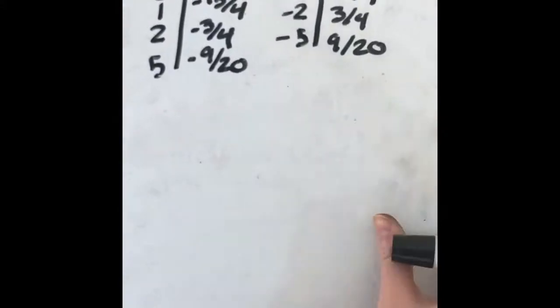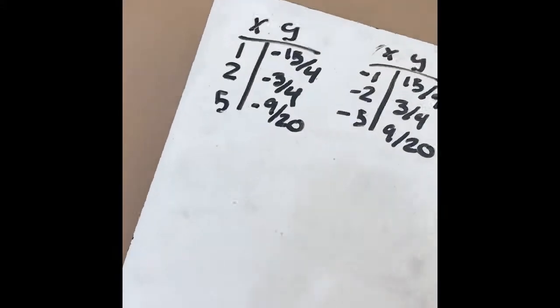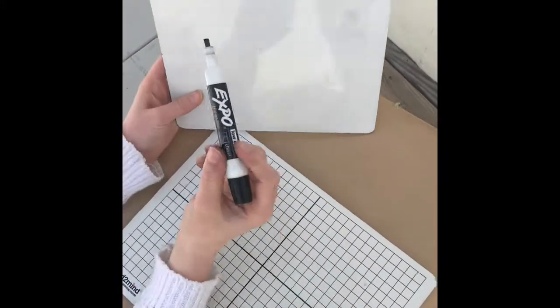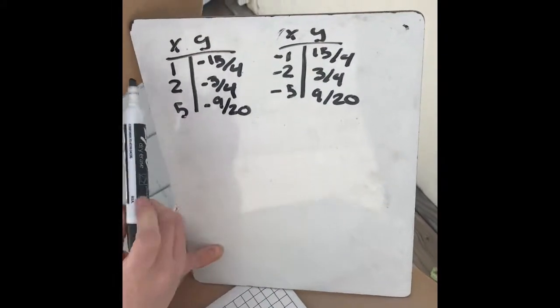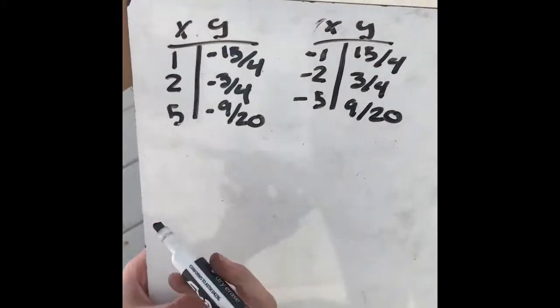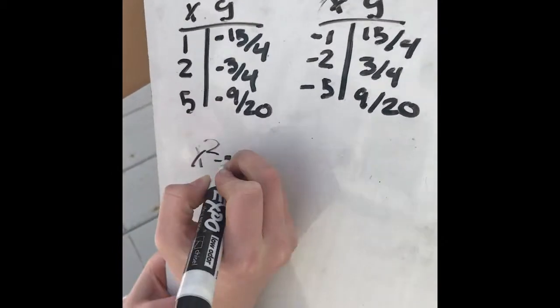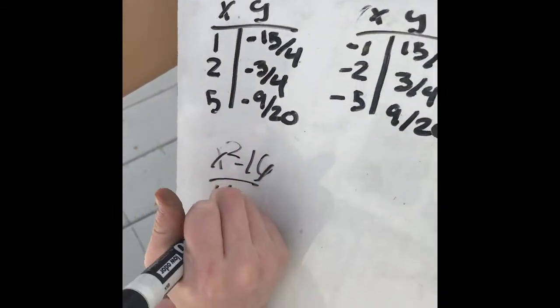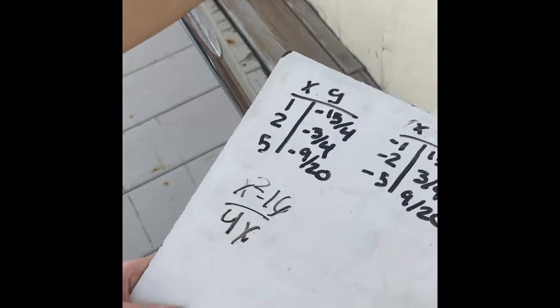Now we're going to graph the equation. So I already put up some points here. The way I found these, I plugged in values for x in our original problem, x squared minus 16 over 4x.